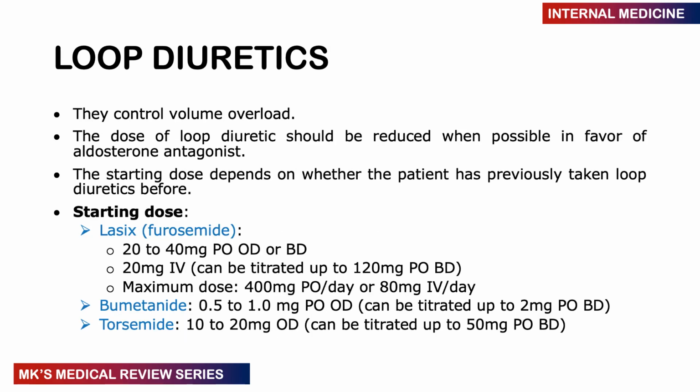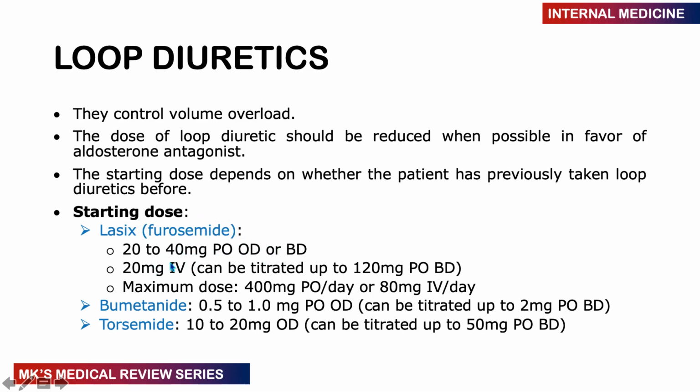So we'll start with the loop diuretics. These ones are going to be generally used to control the volume overload. If you are combining them with aldosterone antagonists, you should reduce the dose of the loop diuretic. So wherever necessary, you can combine them with an aldosterone antagonist so that you can use lower doses. But generally, our starting dose with furosemide is 20 to 40 milligrams orally, once a day or twice a day.